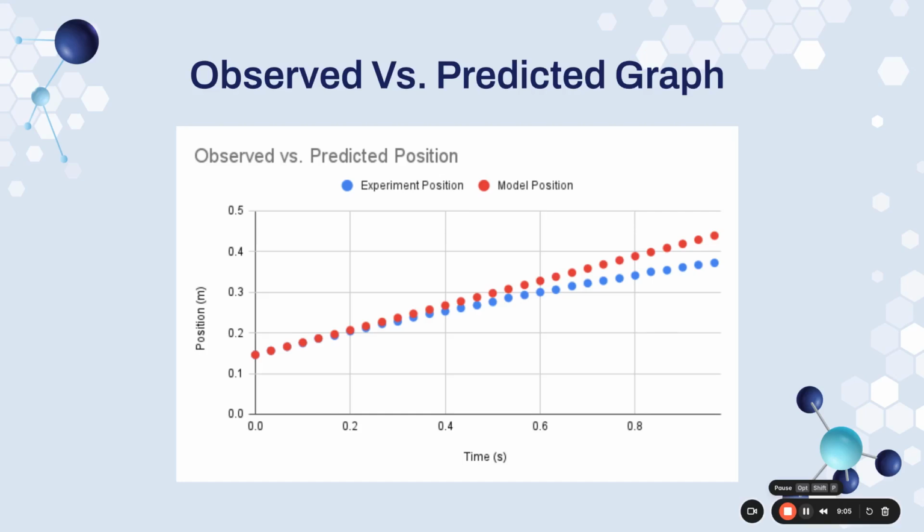After graphing the points from both the Tracker analysis and my computational model, this is what the graph ended up looking like. The blue dots represent the experiment position, and the red dots represent the model position. And as we can see, the model position is perfectly linear throughout the whole entire time interval because it is constant velocity. However, the experiment position starts to deviate as we get further along with time.